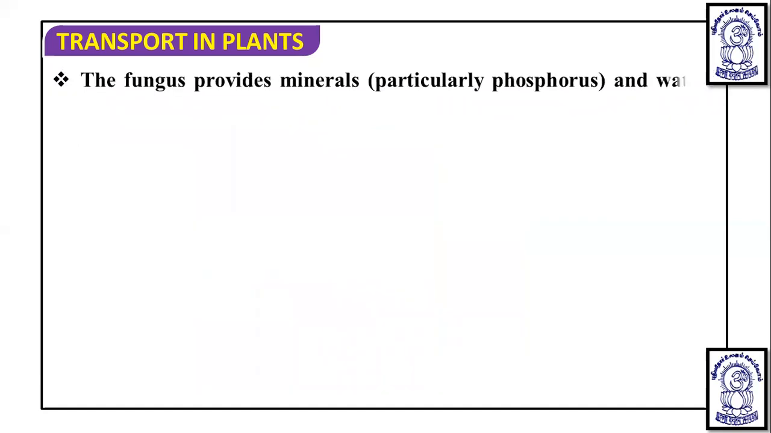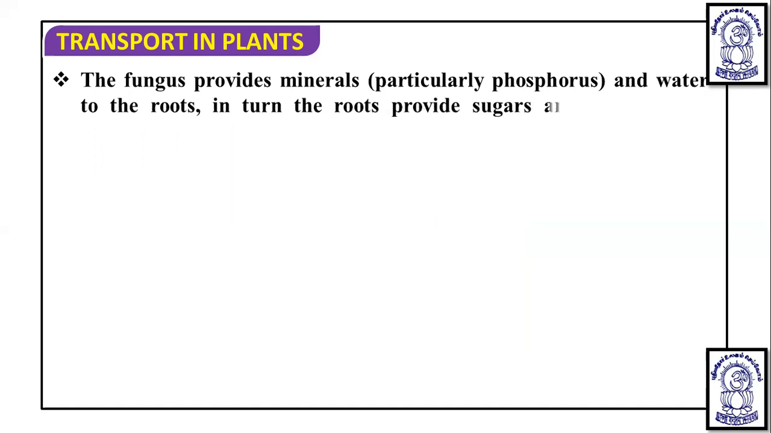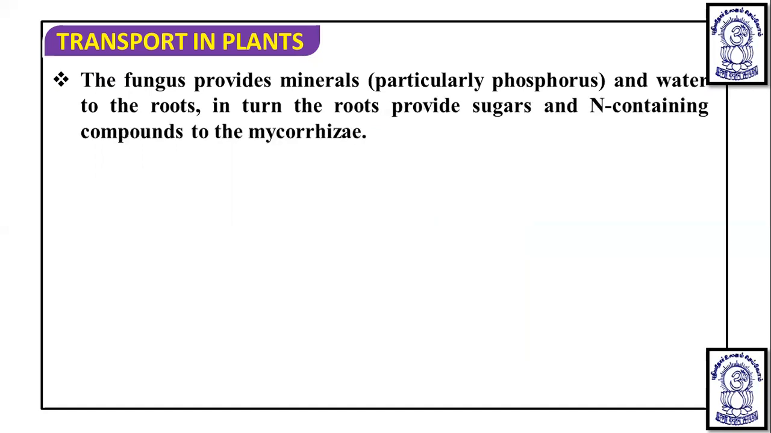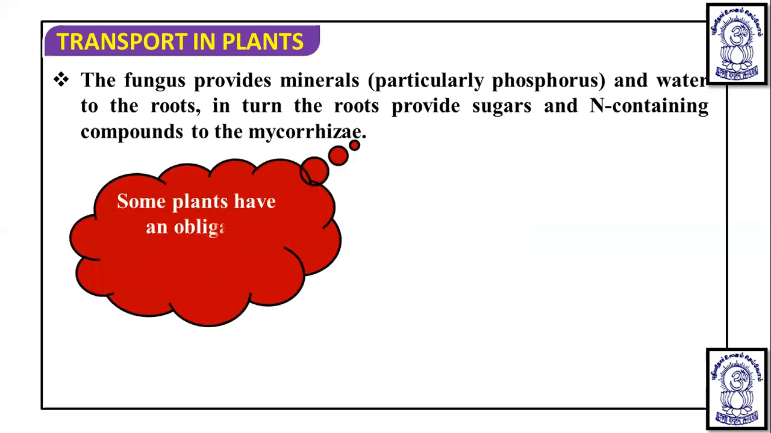Okay, so the fungus provides some minerals, particularly phosphorus, and water to the roots. In turn, the root will provide sugar and nitrogen containing compounds to the symbiont. So both are giving to each other. Because of this, it is a symbiotic association. And some plants have an obligate association with the mycorrhiza, and some have a facultative one.